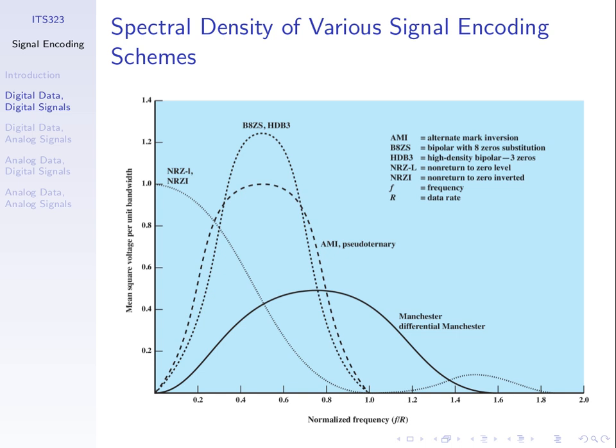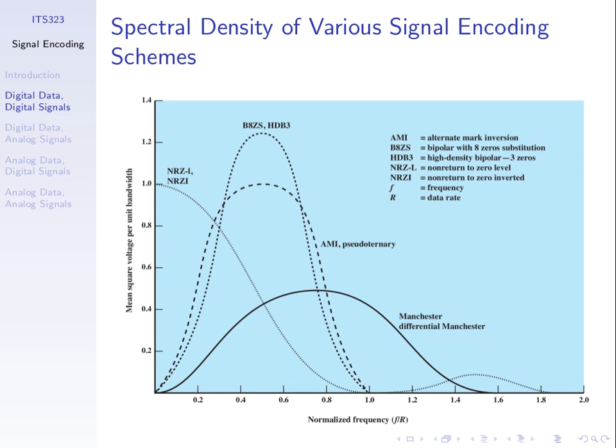Some in the set that we considered, the two that we didn't mention but were listed, B8ZS and HDB3, really the modifications of bipolar AMI, they are the optimal in this case, in that they use less bandwidth, they concentrate the power around a particular frequency. The more spread out, the worse in this diagram. So that's one thing that makes a difference between the different encoding schemes.